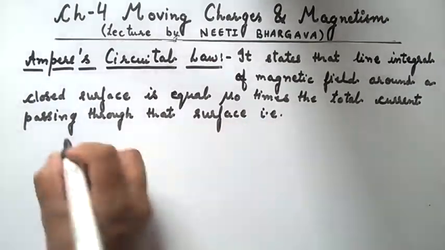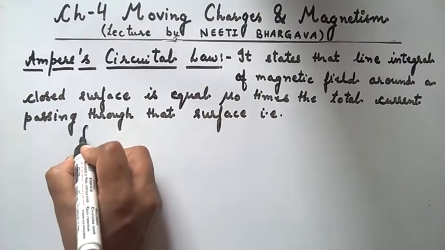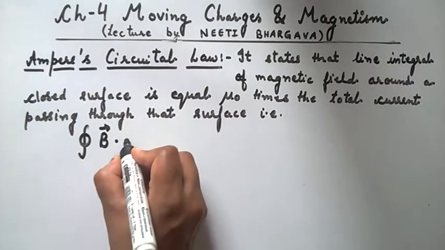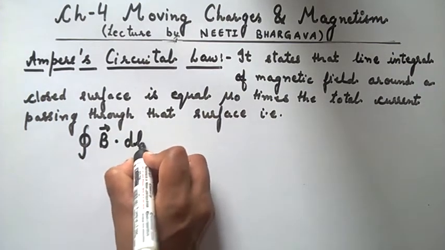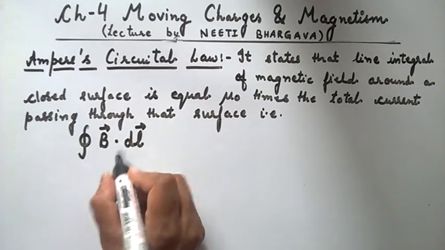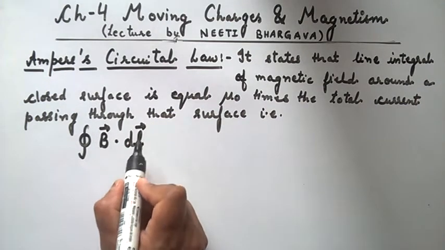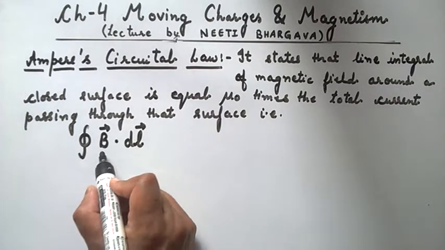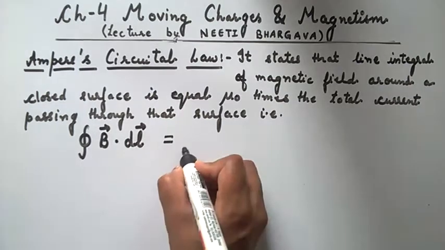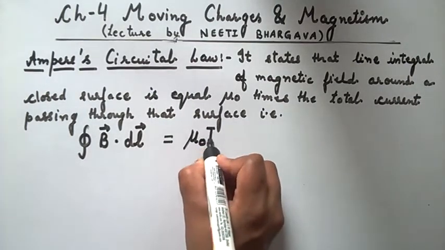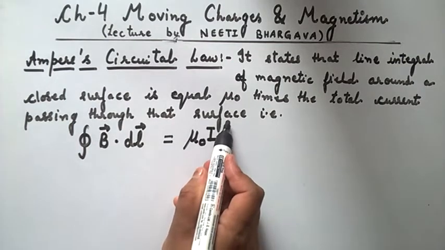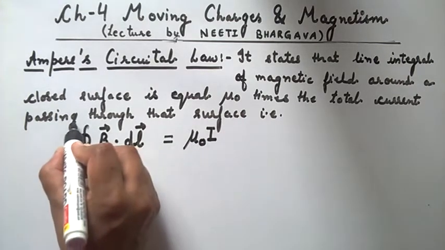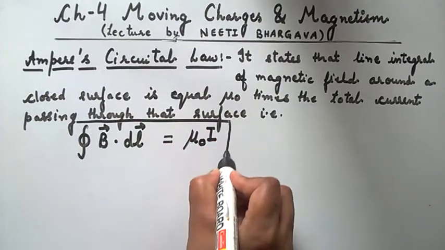That is, in mathematical form, we can write it as a closed line integral of magnetic field and length element. Here we are using dot product because the direction of line element or length element is same as that of the direction of magnetic field, and it is equal to permeability times the total current passing through that closed surface. This closed surface or loop is known as Amperian loop. This relation is known as Ampere's circuital law.